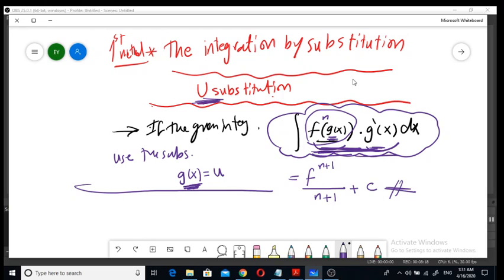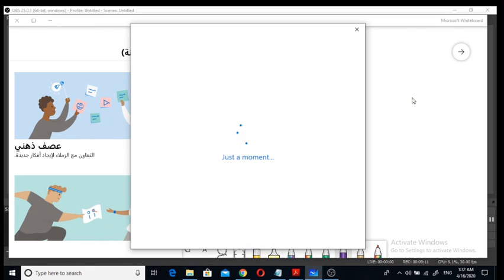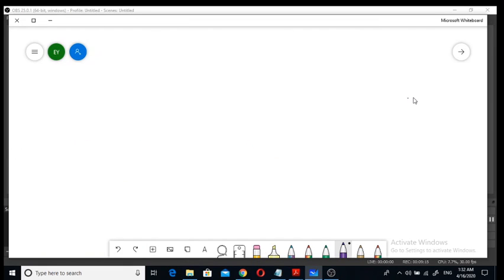And also if the given integration contains the nth root of a function, for example the nth root of g of x, we can also use the substitution method and replace g of x by u. Okay, let's see some examples in this method.